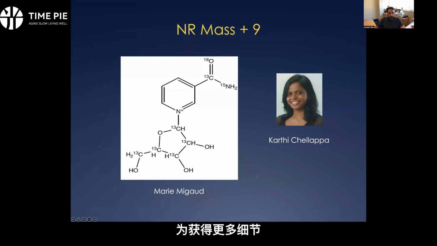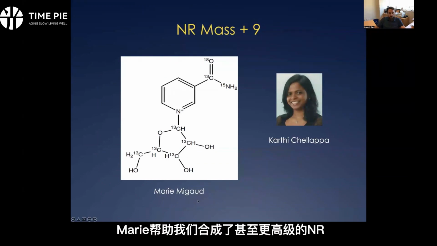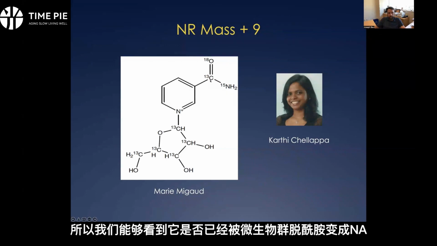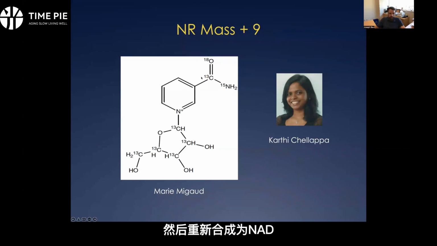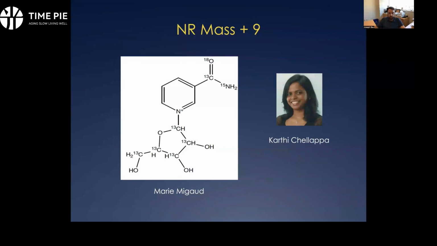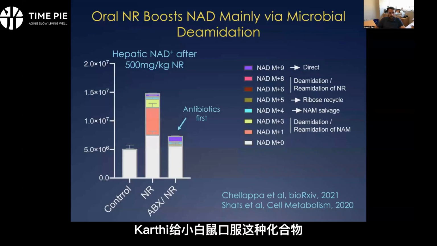So to really get at this in a little more detail, Marie was kind enough to synthesize an even more advanced derivative of nicotinamide riboside for us. So this is a +9 that has all the ribose labeled, so we can track that ring, but then on the amide group labels the oxygen, nitrogen, and carbon. And so we're able to see if this has been deamidated to nicotinic acid by the microbiome and then resynthesized into NAD. We can tell by the mass whether that's happened, even if it's already back in nicotinamide form when we're looking at it. And so Carthy orally dosed mice with this compound, and there's a couple of lessons from this experiment.